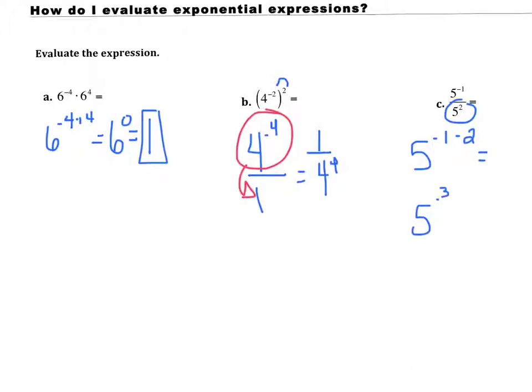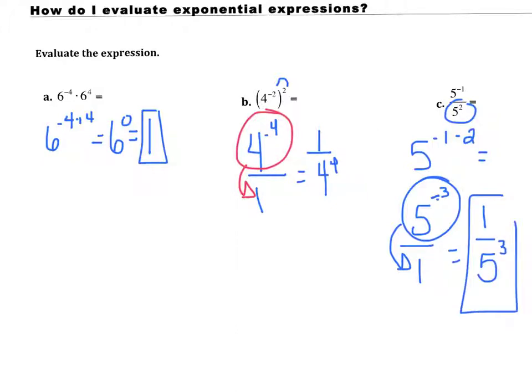So now I've got a negative 1 minus 2, and that's going to give me a 5 to the negative third power. Well, remember, we don't want to be left with those negative exponents, so we're going to put this all over 1, and our negative exponents we're going to bring down to the bottom. And we're just going to have 1 all over 5 to the third power. And there we go.